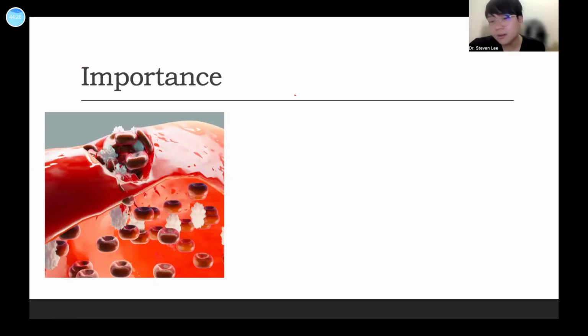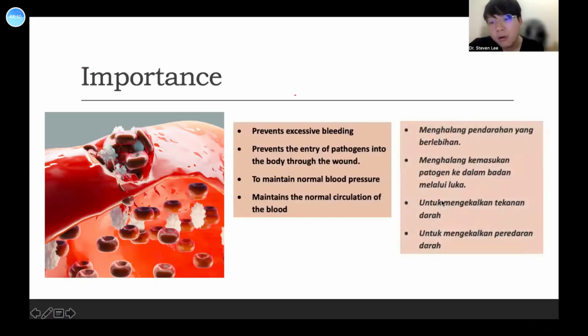Okay, so all in all, the reason why we want to do blood clotting, there are 4 reasons. Prevents excessive bleeding, prevents the entry of pathogens, maintain normal blood pressure, which is a component of the ABC of first aid, which is circulation. So this is the reason why we need to do blood clotting.